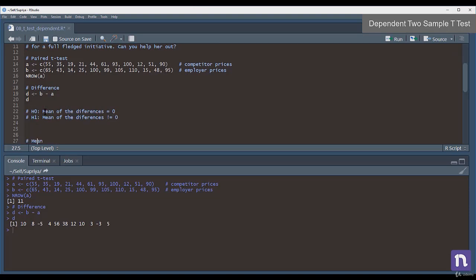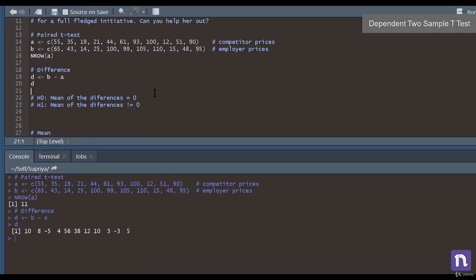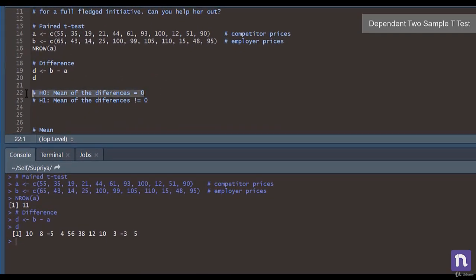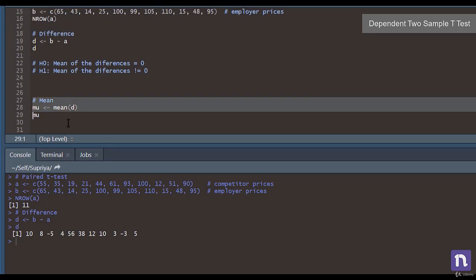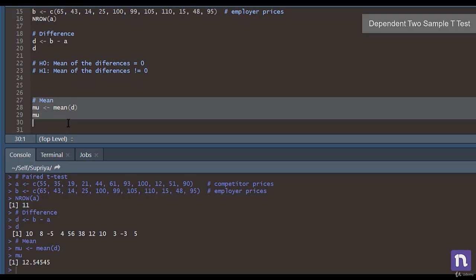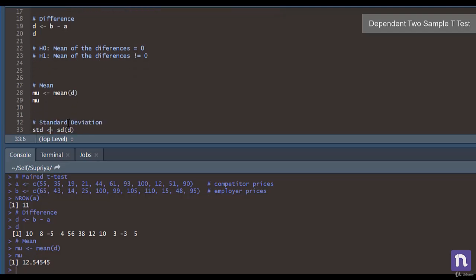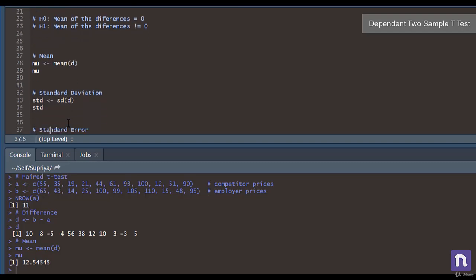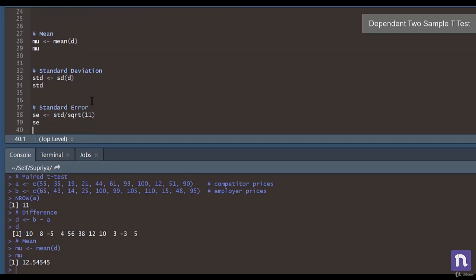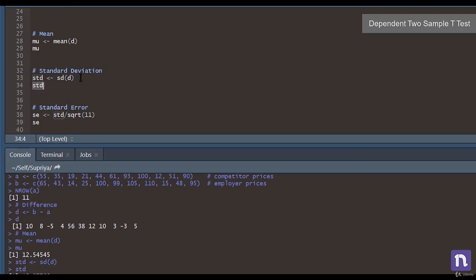Now we want to use the t-test to actually test if the null hypothesis is in fact valid or not. So the first step to do that is to compute the t-statistic. To compute it, first you need to compute the sample mean, in this case the mean of the differences. So that turns out to be 12.54545. Now we want to compute the standard error. The first step in computing the standard error is to compute the standard deviation itself. So this is the standard deviation.